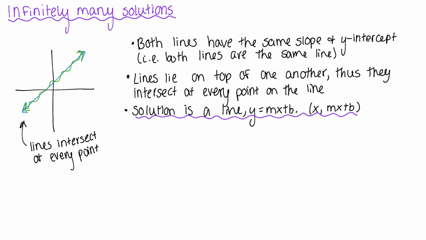So the lines lie on top of one another, which means they intersect at every point. They intersect here, here, here, here, here, here. Every point is an intersection. The solution to this is technically a line. There's infinitely many solutions, and here's the whole line. All of those points on the line are solutions. So we typically write our answer, if we're writing it as a coordinate point, as x, comma, mx plus b, because y is equal to mx plus b. That's just the equation of the line.